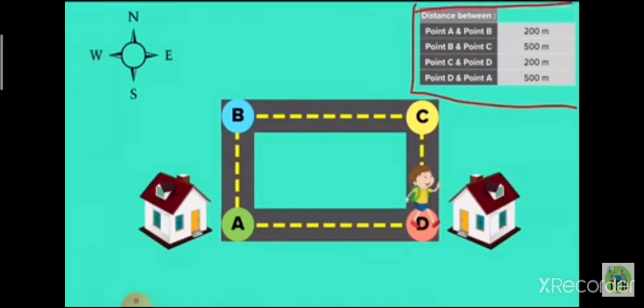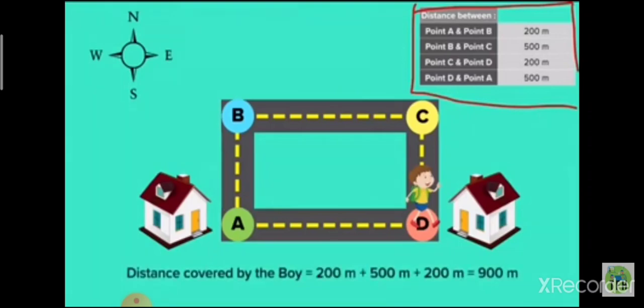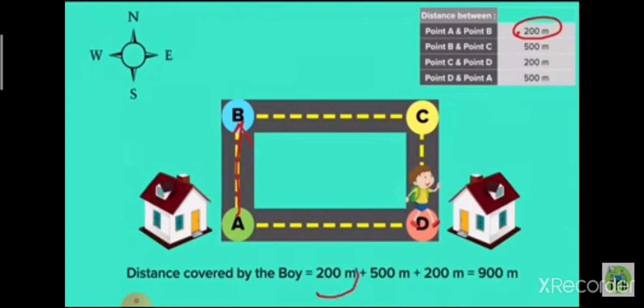Here a table is given on the top which gives the distance between all the points A, B, C and D. If you see this and if you ask what is the distance this boy covered, your answer will be something like this. The total distance the boy covered. First he goes to point B from point A, and if you see the table, the distance between point A to point B is 200 meter. That's why we take 200 meter.